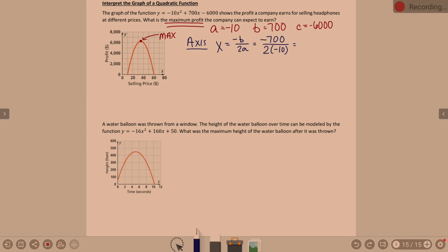So, -700 divided by -20. I could handle this one without a calculator. A negative divided by negative is a positive. 70 divided by 20, okay, but I could think about canceling the zeros, and 70 divided by 20 is 35. Again, you have the calculator, right?